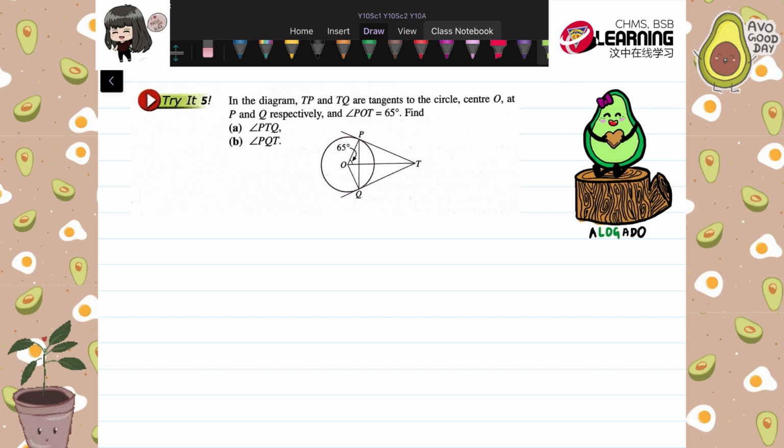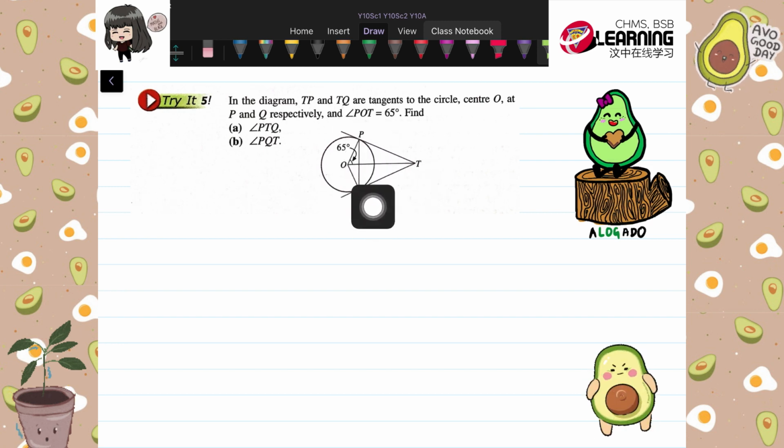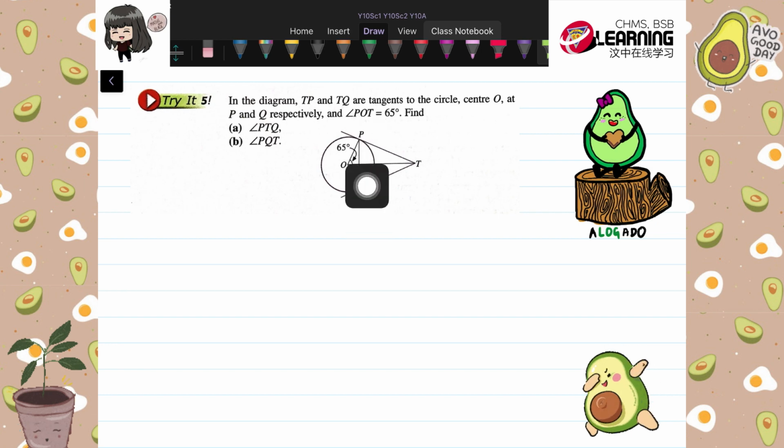In the diagram, TP and TQ are tangents. So these two lines are tangents to the circle center O at P and Q respectively. So this one P, this one Q, okay, on the point of the circumference. POT is 65, okay, it's already in the diagram.